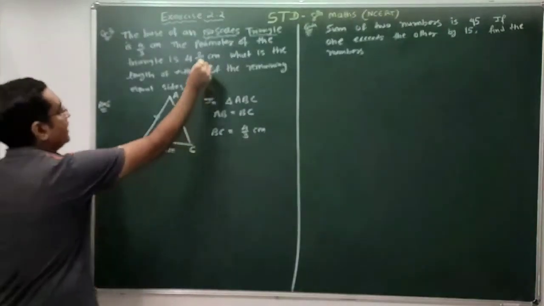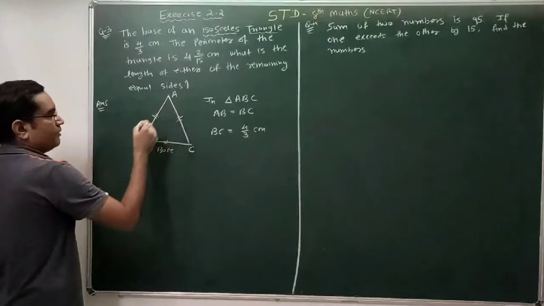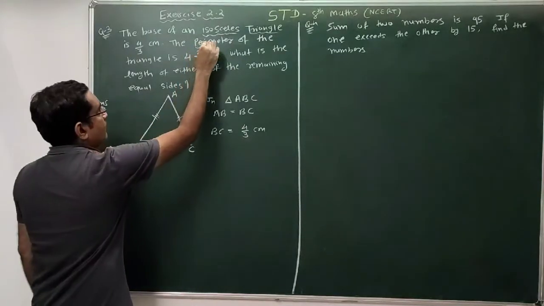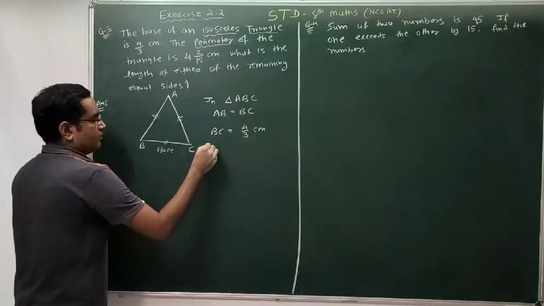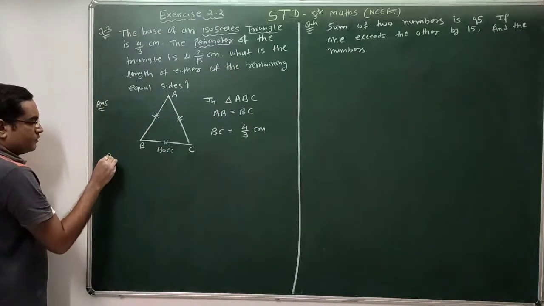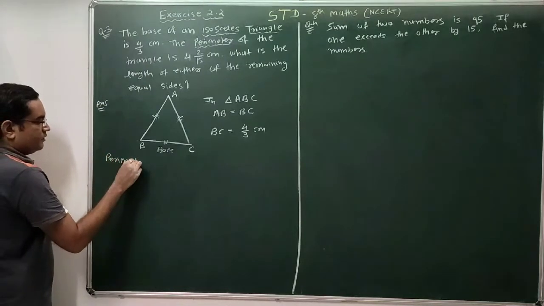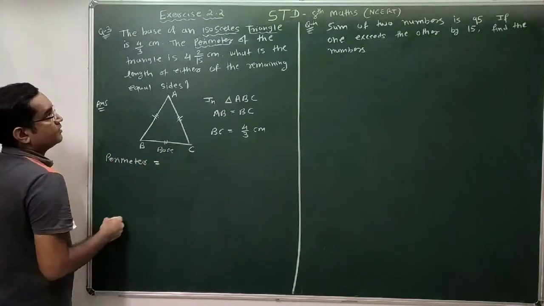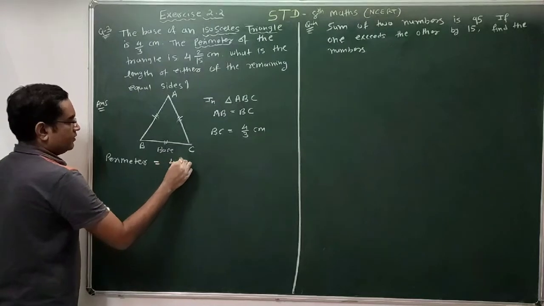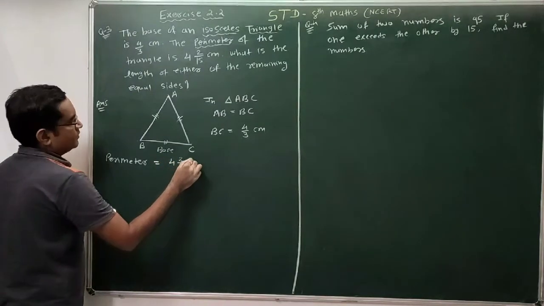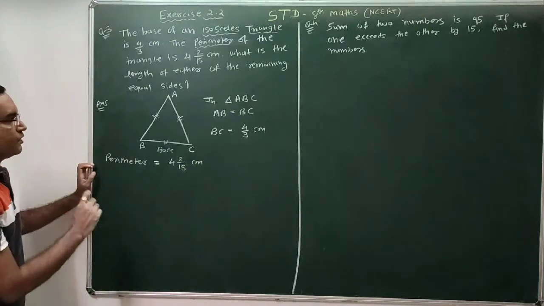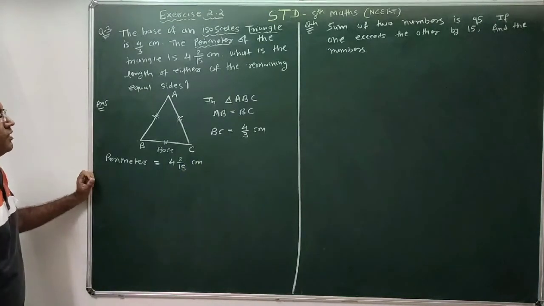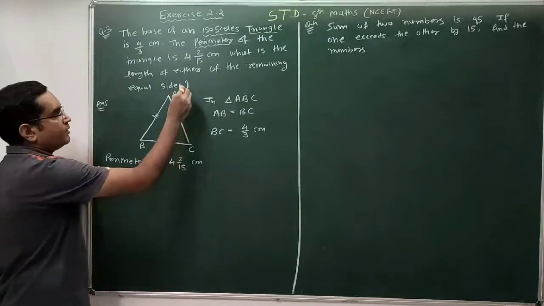Next one is the perimeter of the triangle. What is perimeter? Perimeter means the sum of the lengths of all the sides. Also we are given the perimeter. So the perimeter of the triangle is given, which is 4 integer 2 by 15 centimeter. Sum of the lengths of all the sides of the triangle is given. So this data is given. The question is, what is the length of either of the remaining equal sides?